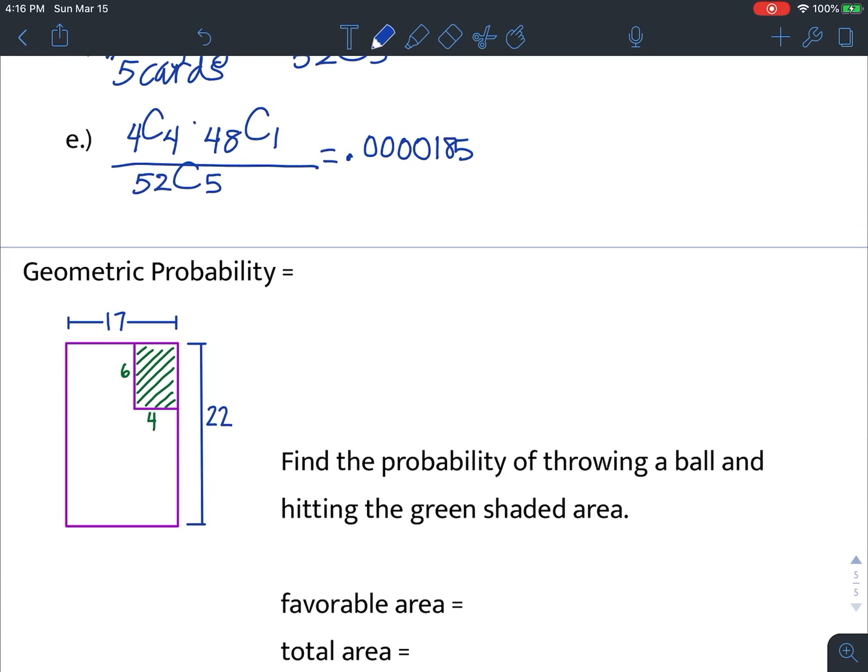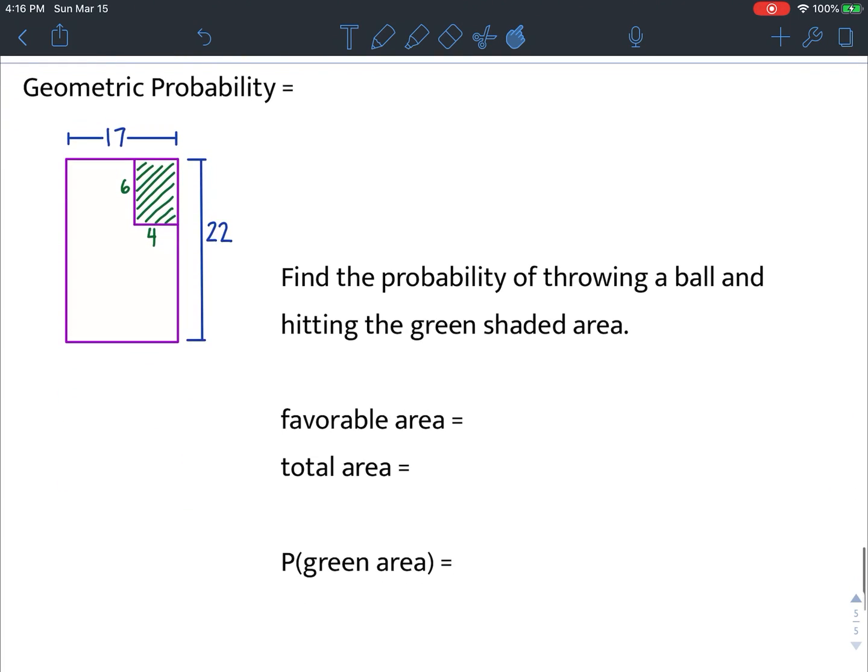And last, we have geometric probability. You probably did this in geometry, but you also just might not remember. So we're going to find the geometric probability, in this particular case, of landing in this green shaded area. So if we were to take a randomly chosen point from this purple rectangle, what are the chances that I would land in the green section?